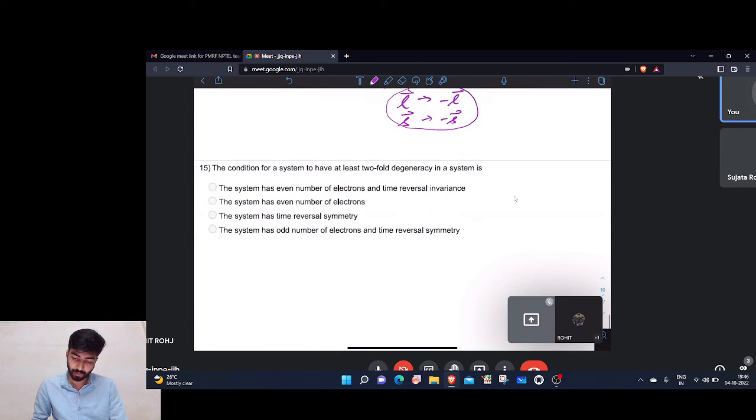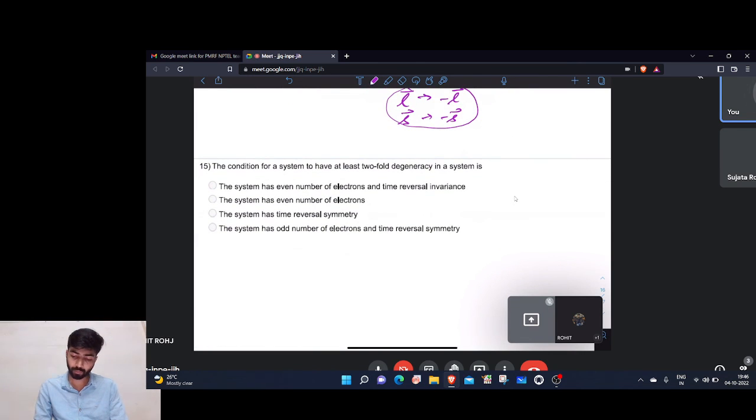Now, as we have just seen, the condition for a system to have at least twofold degeneracy is that the system should have an odd number of electrons and time reversal symmetry. So this is directly a result of time reversal symmetry, that it should have an odd number of electrons and time reversal symmetry.